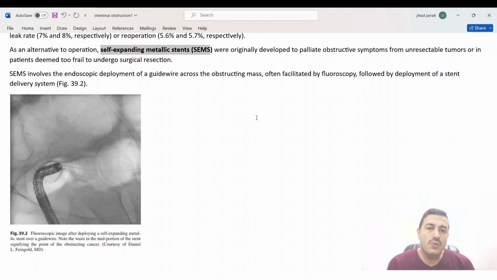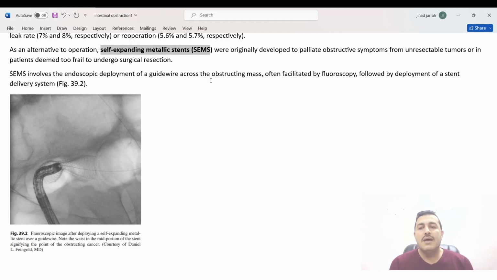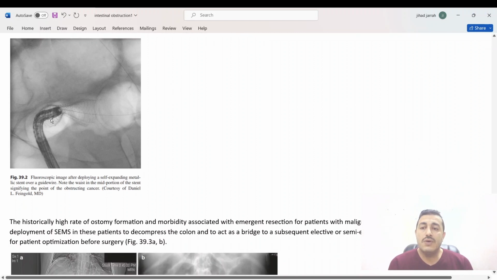You can see when to do self-expanding metallic stent. Actually, it depends on the patient, the surgeon, and the availability of the technique, and also if the patient is high risk or beyond surgery. If the patient has an unresectable tumor, we can proceed with the stent. Here you can see the stent. This is how they inserted the stent in the colon. The stent can come in different types, covered and uncovered, and we can compare between them.